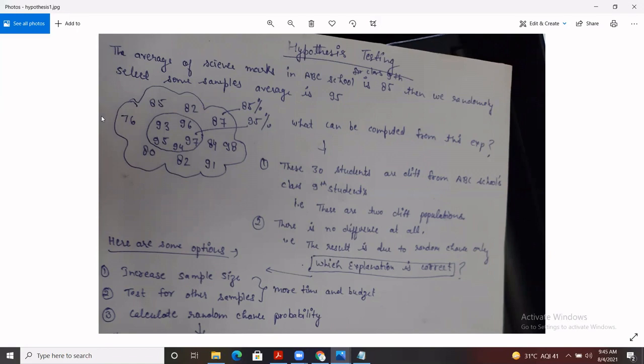But in real time it is not possible to work with the entire population. Let's say you want to calculate the average salary for all BTech students. Is it possible for you to pick the data for all the BTech students around the globe?